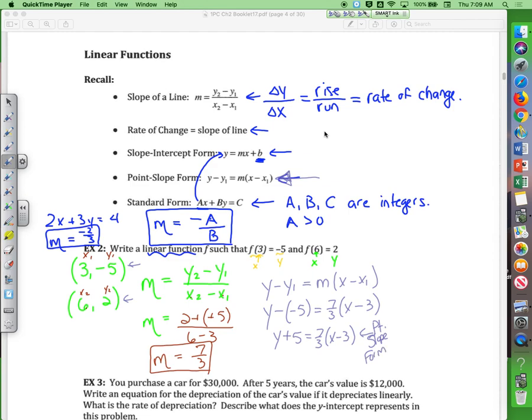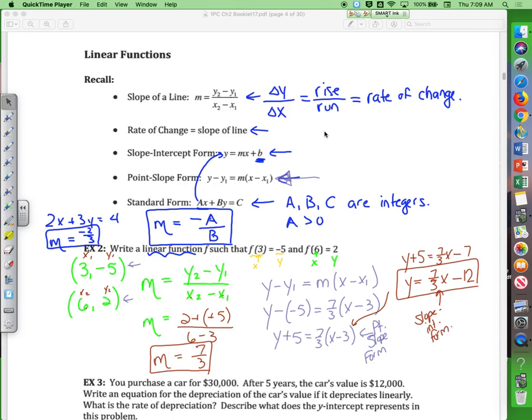If I don't want that form, if I want to put it in a different form, I could take that equation right here, and I could just solve for y. So if I distribute the 7/3 through the parentheses, that 7/3 times that -3 would give me -7. And if I solve for y, I'm going to get y equals 7/3 x minus 12. And this is my slope-intercept form.